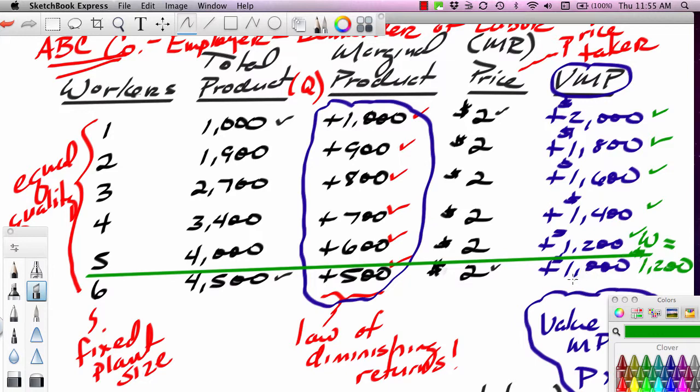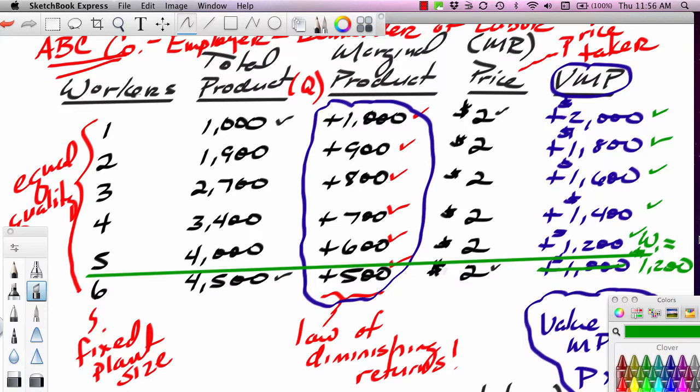Would we want to hire the sixth worker? Absolutely not. Why? Because the sixth worker only brings us in $1,000 of value, and that worker costs us $1,200. So you only want to hire a worker if the value of that worker is greater than the cost of that worker. Now look at this.